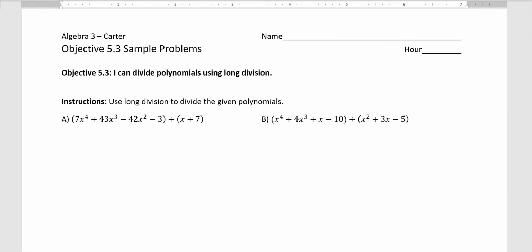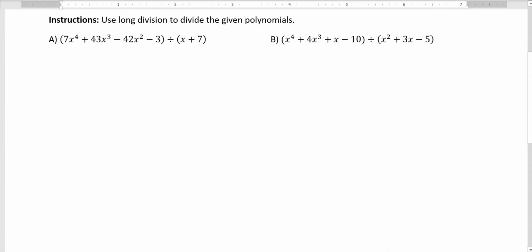Hello! Welcome to our Objective 5.3 sample problems where we're going to practice some more dividing polynomials with long division. So let's dive right in. Let's look at letter A here.